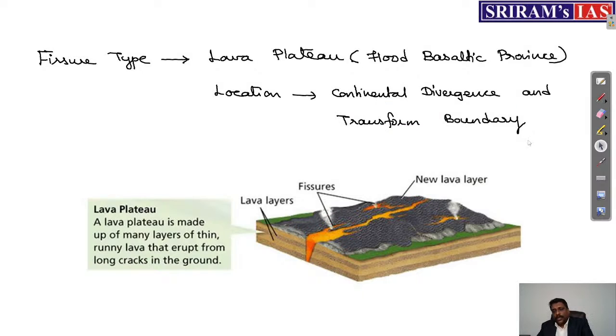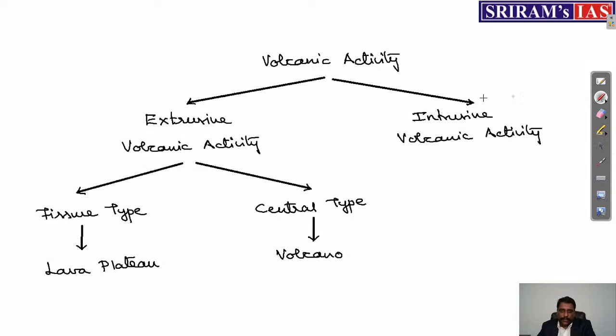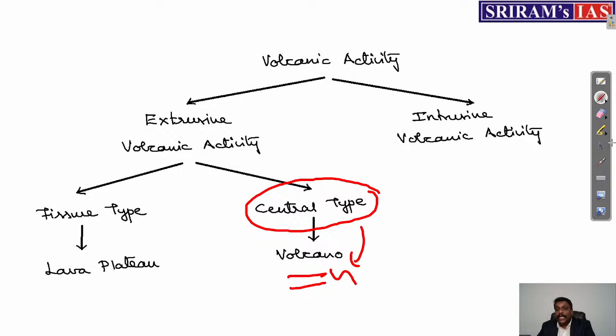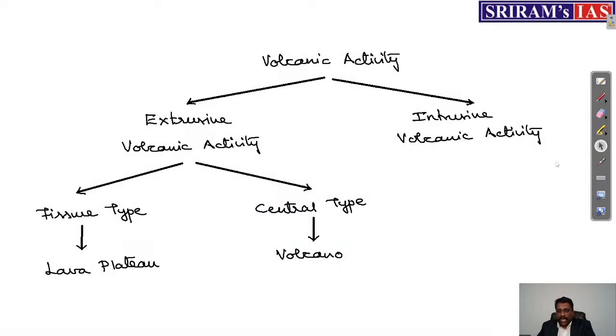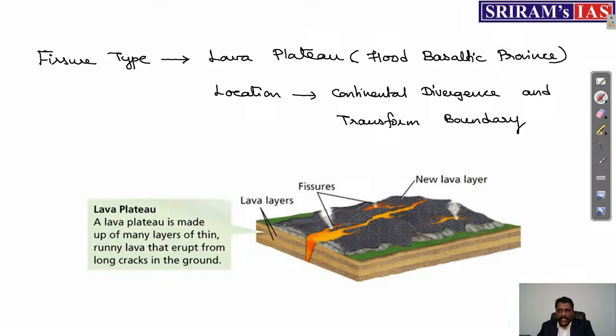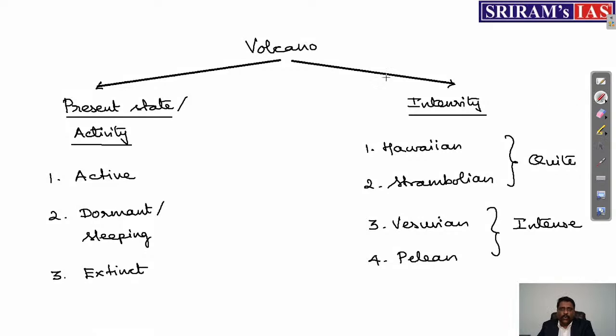The most common type of volcanic activity is the central type. Central type normally results in the formation of what? Volcano. We have talked about fissure type, and we have done with central type. The central type normally results in a volcano, and this volcano can be classified either based on frequency or based on intensity.